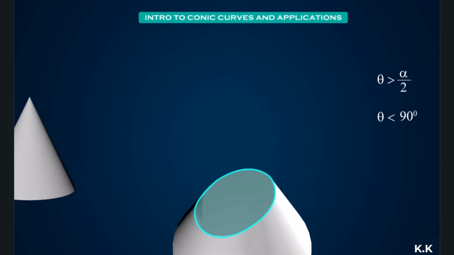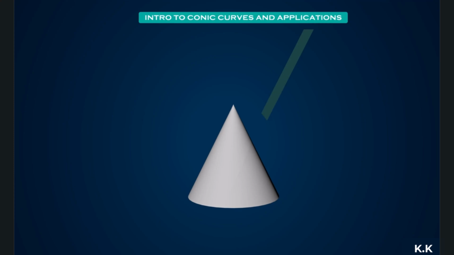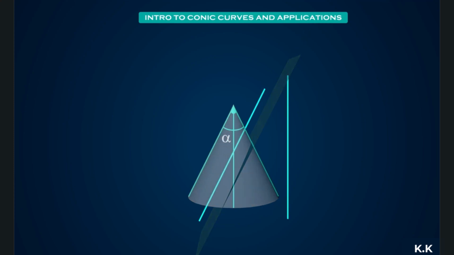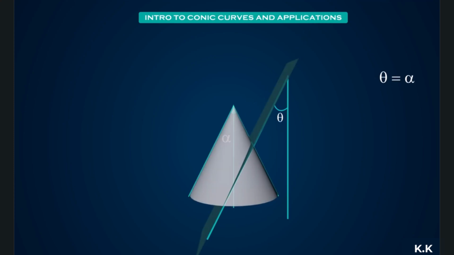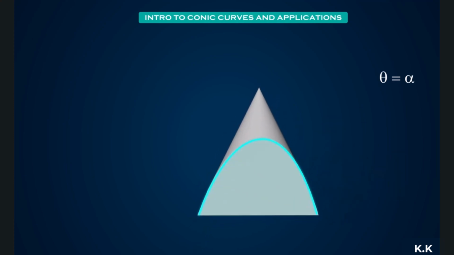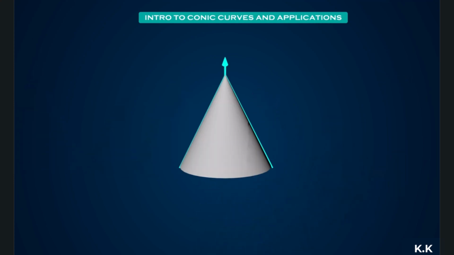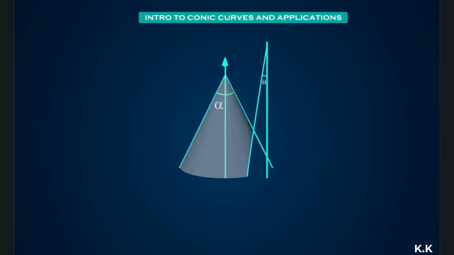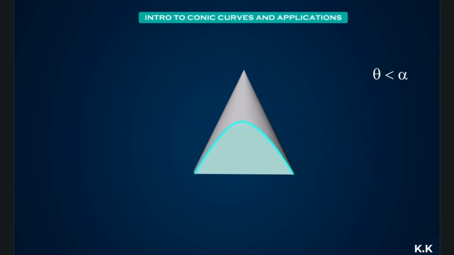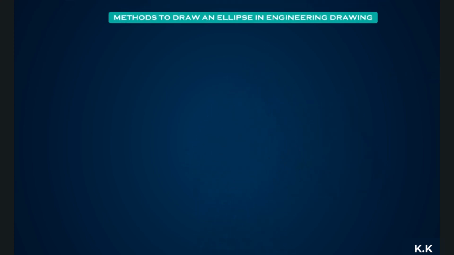If the plane cuts the cone at an angle that is exactly equal to half of the apex angle, then it forms a parabola. If the plane cuts the cone at an angle less than half of the apex angle, then it forms a hyperbola. We use four methods to draw an ellipse in engineering drawing.